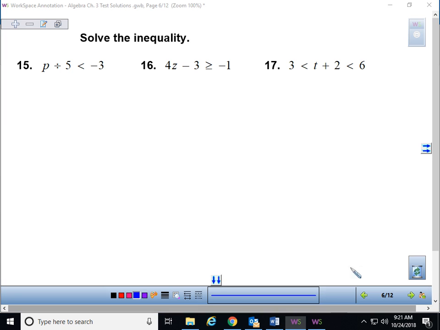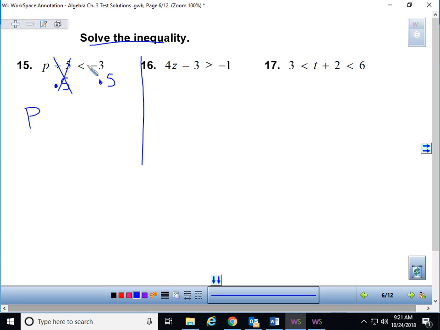Okay, finishing up this section, 15, 16, 17. We're still solving our inequality, not graphing anything. 15, to get our variable p by itself, we're undoing division. So to undo division is multiplication, so I'm going to multiply. I'm going to multiply by 5 because that's what's attached with my p. Multiplying 5 on the left and on the right. So I've got to be fair.